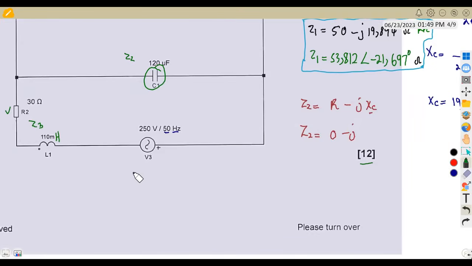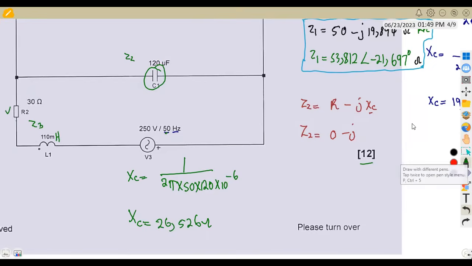Okay, let me just use this one. So remember I said XC is equal to 1 over 2 pi FC. So that's 1 over 2 pi times the frequency of 50 hertz times C, our capacitance 120 microfarads. That's 120 times 10 to the exponent of -6. So we are going to obtain our XC. In this case, our XC is going to be 26,526 ohms. All right, so here we can combine now.